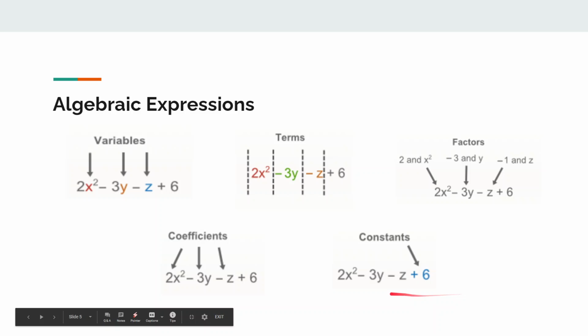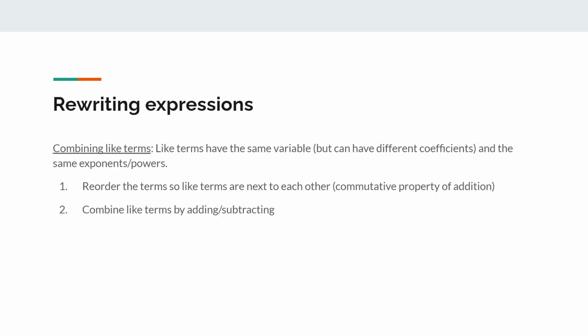Now for the second objective, which is rewriting expressions. There's one key piece to rewriting expressions, and that is combining like terms. Anytime you are rewriting expressions, one of the big things you're going to look at is combining like terms. Another thing you'll look at is writing different operations, so inverse operations, but for the most part, you're really going to be focusing on combining like terms.